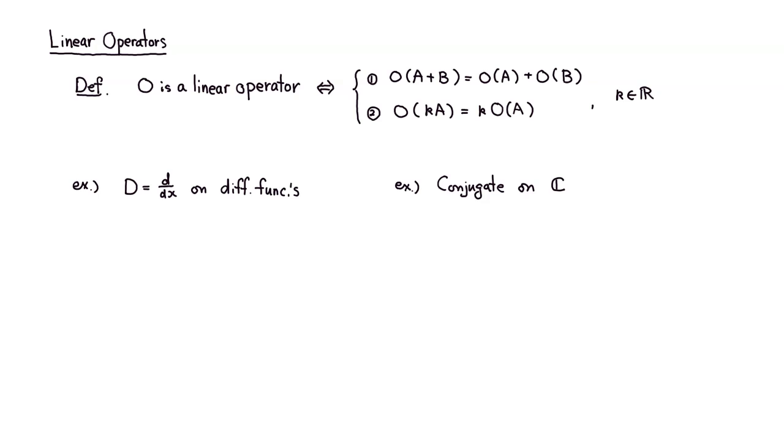Here's the definition, which is defined almost exactly the same way. We say O is a linear operator if O of A plus B is O of A plus O of B, and the second condition is O of K times A is K times O of A. So it's very similar to linear functions.